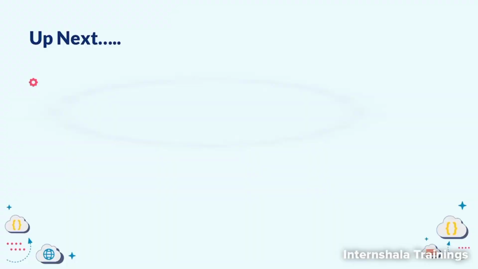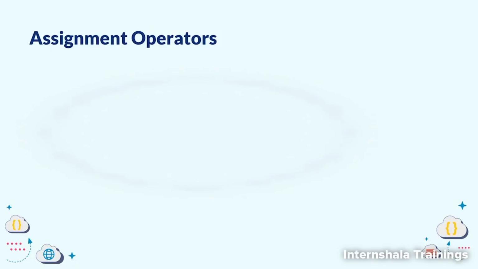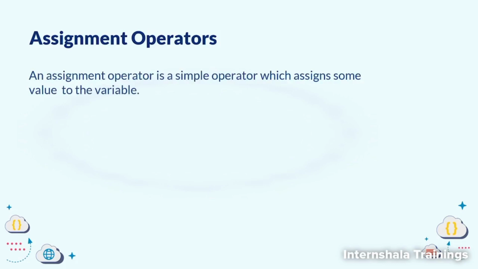Now in the next video, we will explore another group of operators, which is assignment operators. Hello and welcome back. In this video, we are going to learn about the assignment operators. So an assignment operator is a simple operator which assigns some value to the variable. The assignment operator is the equal to operator, which actually assigns the value to the variable.